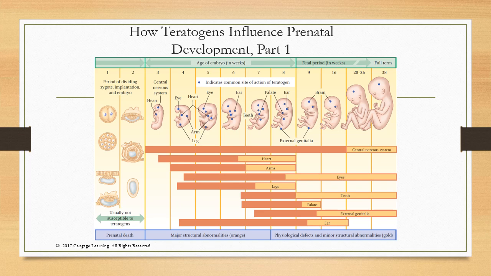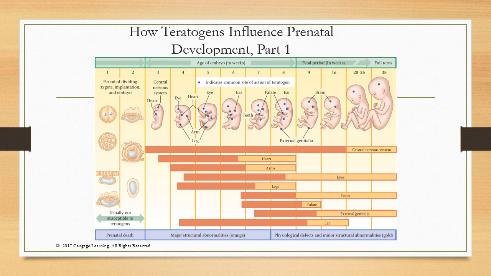This figure is a great example to look at how teratogens influence prenatal development. It's going to look at each stage of prenatal development. Remember, we have the zygote, the embryo, and the fetus. We're going to look at how being exposed to a teratogen will affect it, because that's one of the general principles, right? The stage at which it is exposed matters, because different things are happening during different stages.